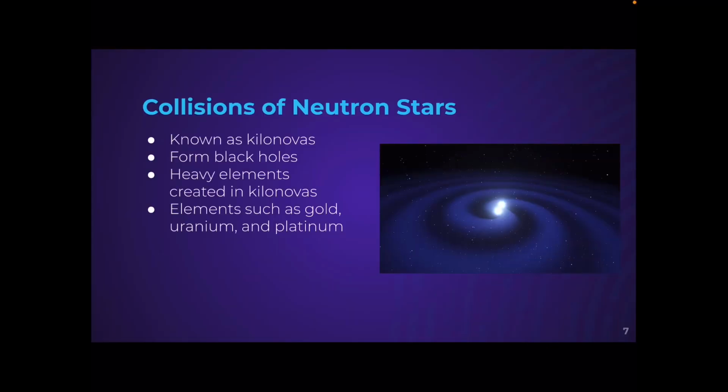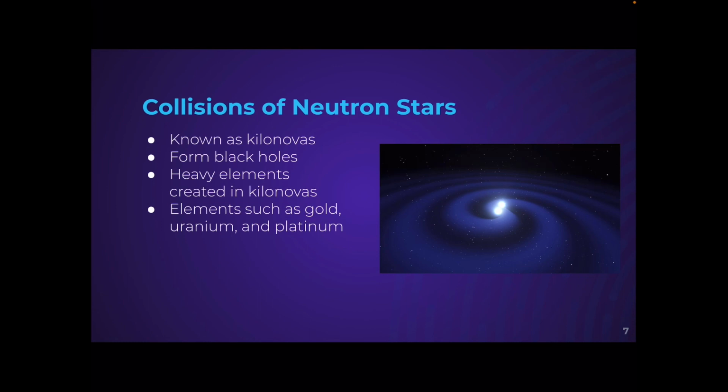Neutron stars don't just come solo but also in pairs. These binary stars will spin around each other and eventually collide. The collision of two neutron stars is called a kilonova. The first one was observed in 2017. When two neutron stars collide, they create a black hole.